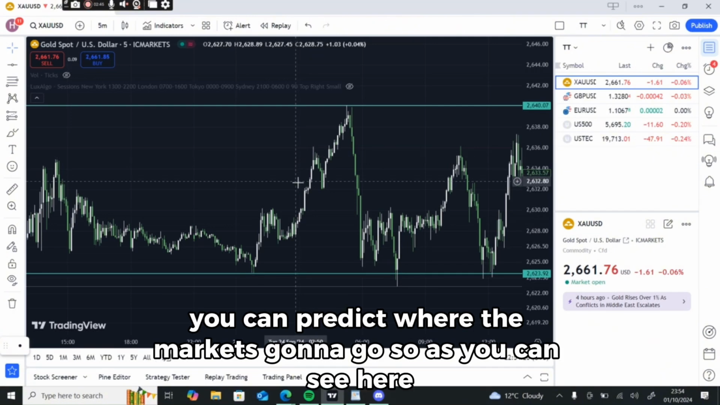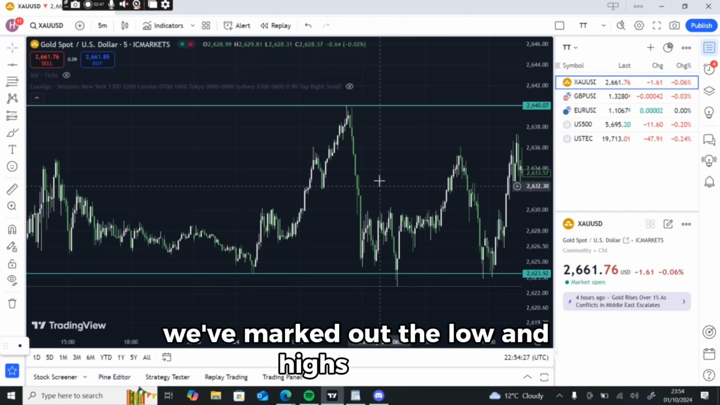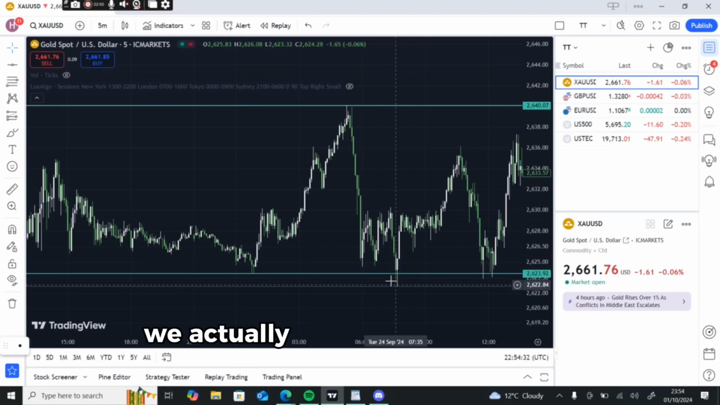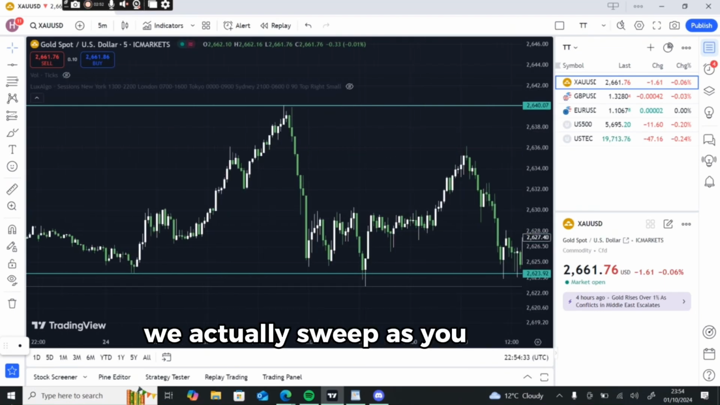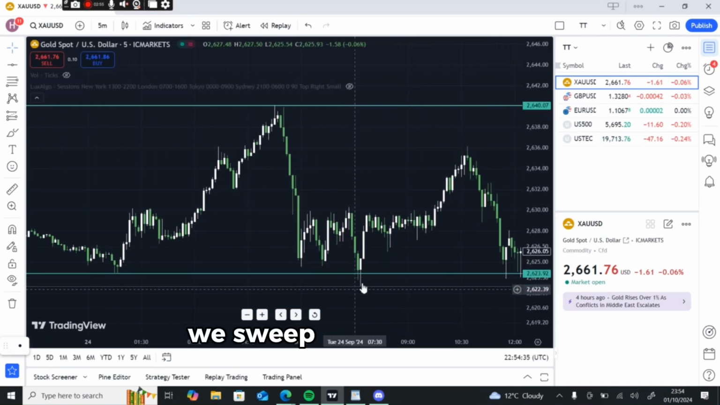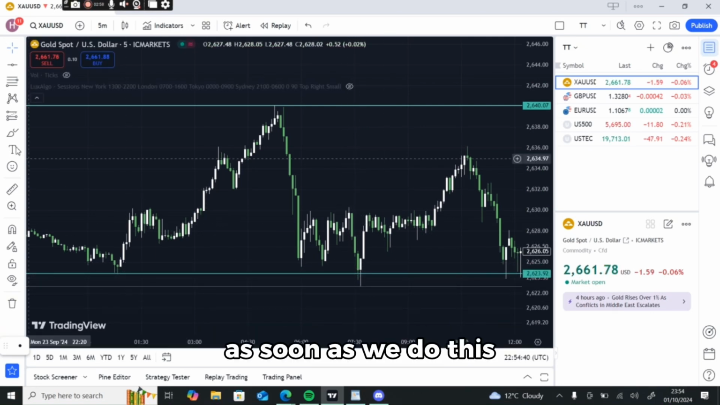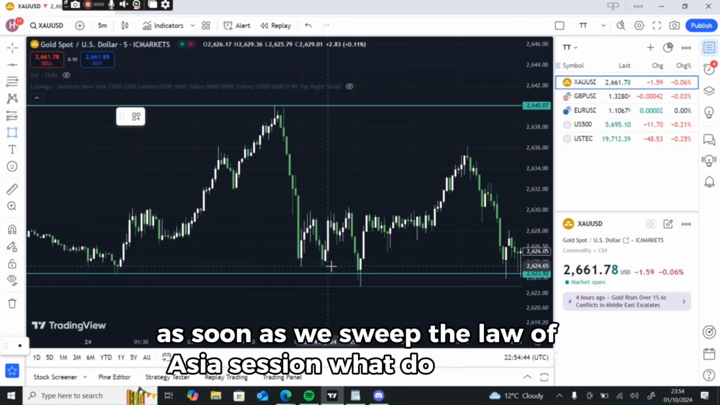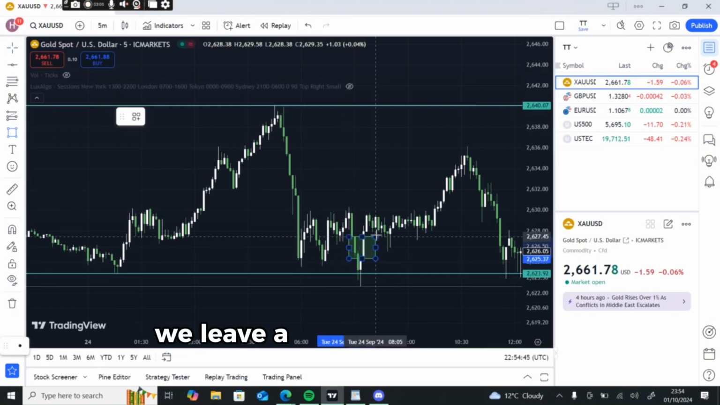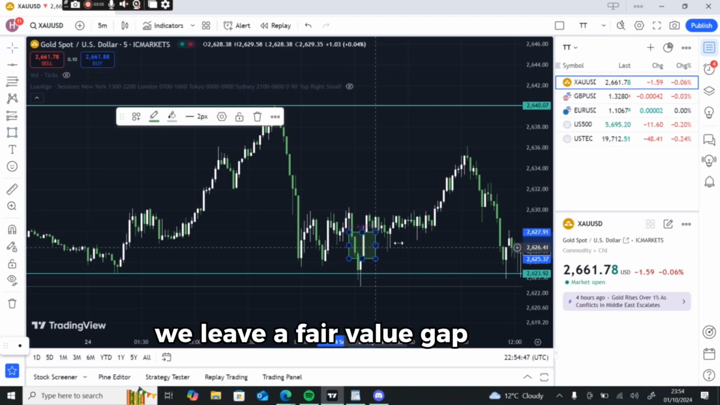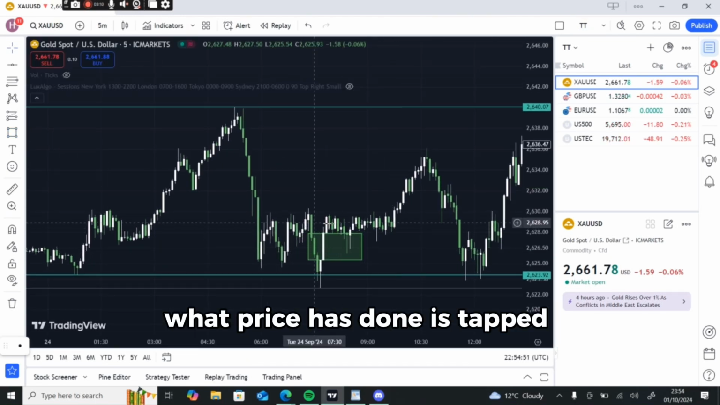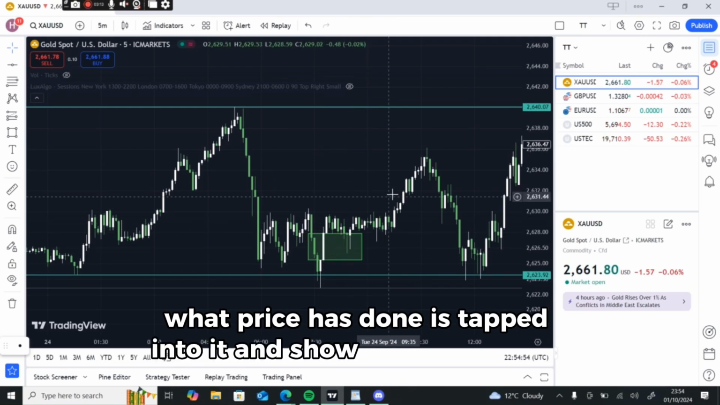So as you can see here, we've marked out the low and highs of Asia. And as London starts, we sweep the lows of Asia session. And as soon as we sweep the low of Asia session, what do we leave? We leave a fair value gap. And as you can see here, what price has done is tapped into it and shot off.